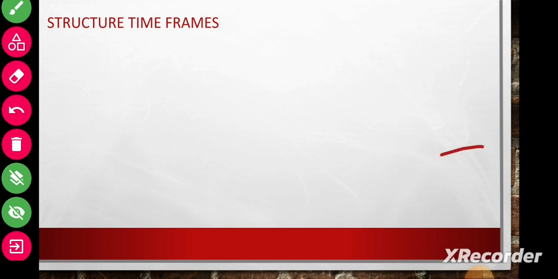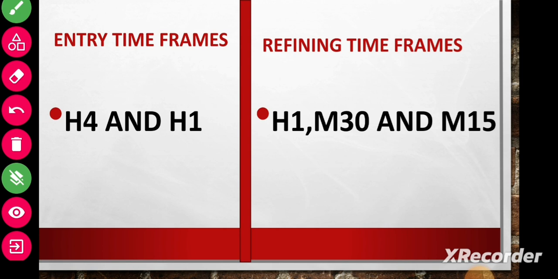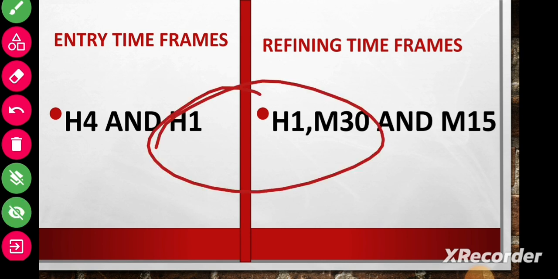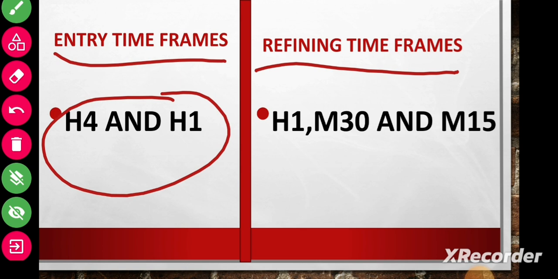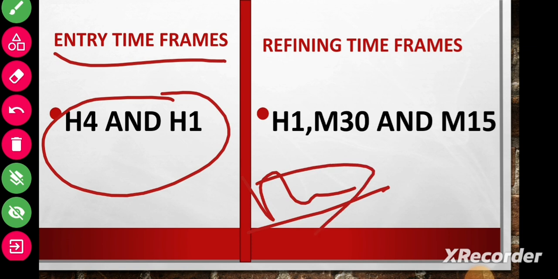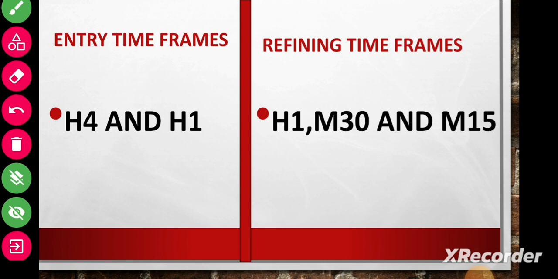So key number three is entry. In entry, we have the entry time frames. These time frames help us after getting our direction in monthly and then getting our structure. After confirming our structure, we head to the entry time frames.